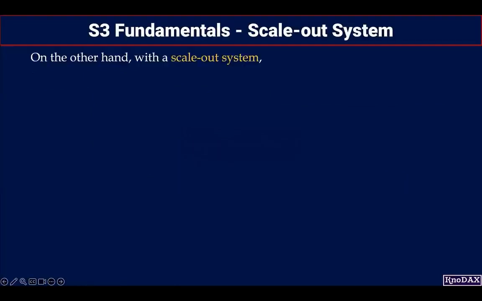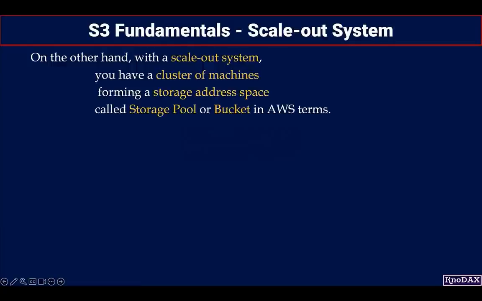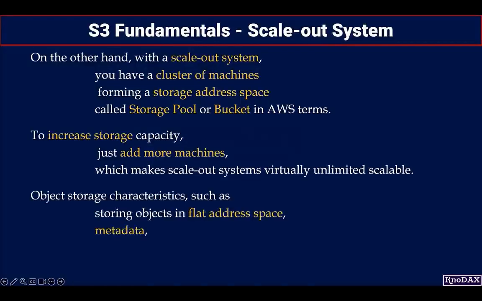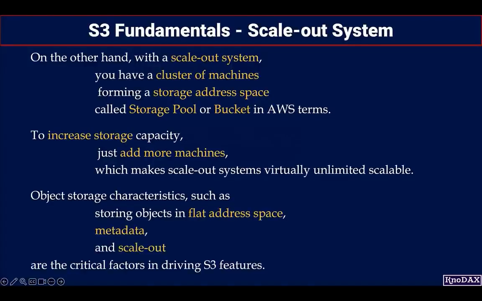On the other hand, with scale-out systems, you have a cluster of machines forming a storage address space called a storage pool, or bucket in AWS terms. To increase storage capacity, you add more machines, which makes scale-out systems virtually unlimited in scalability. Object storage characteristics, such as storing objects in a flat address space, metadata, and scale-out, are the critical factors driving S3 features. These characteristics lead us to use the terms bucket and objects.